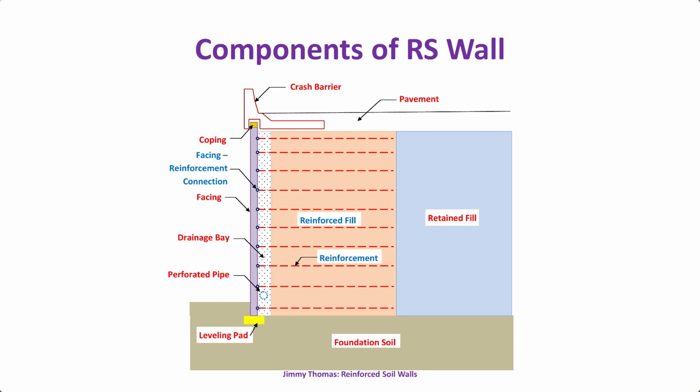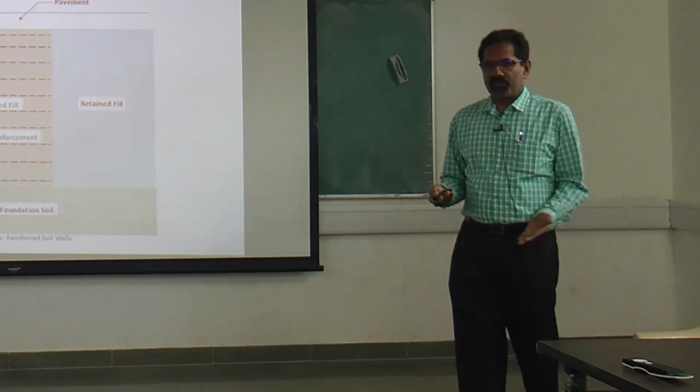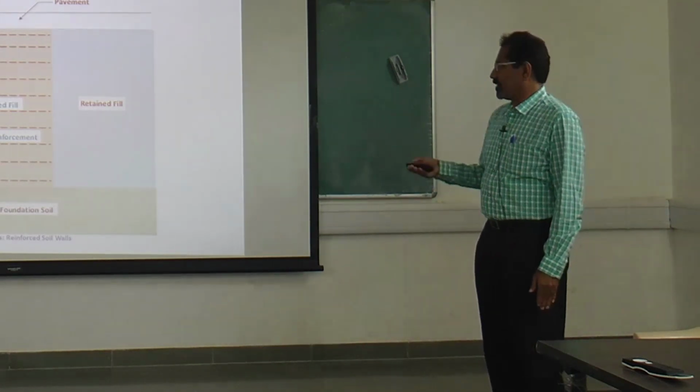Then this is the structure now. It retains the earth, which is the retained fill, and it is constructed on the ground, which is the foundation soil. If it is a highway structure, there could be a crash barrier so that the vehicle does not fall over. It may be supporting pavement. It could also be a bridge abutment, in which case it could be supporting the bridge deck directly.